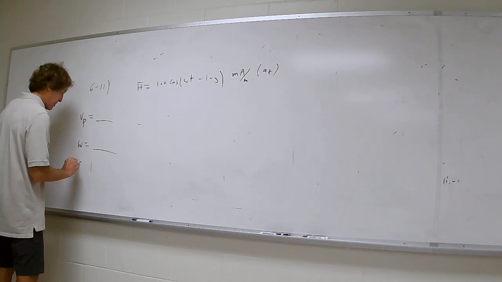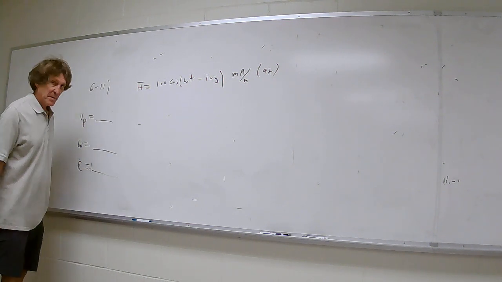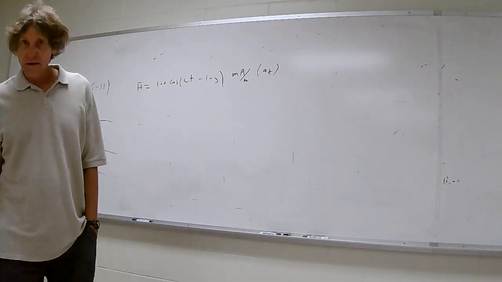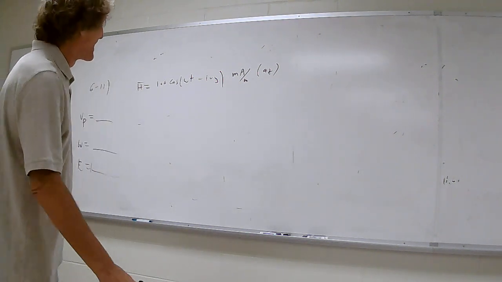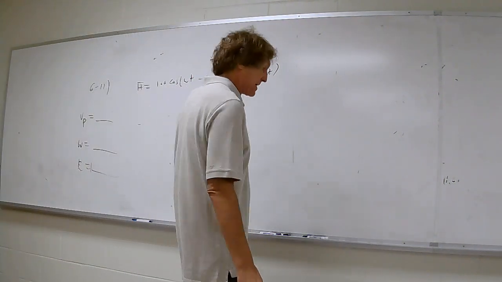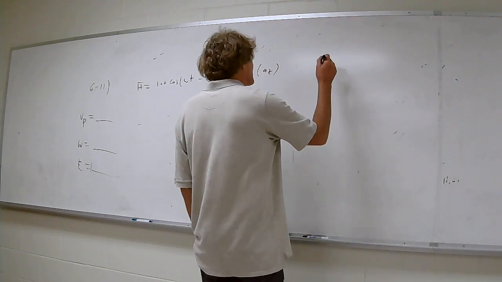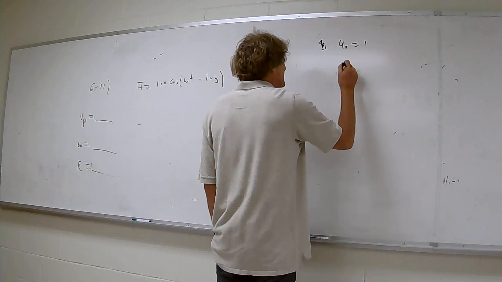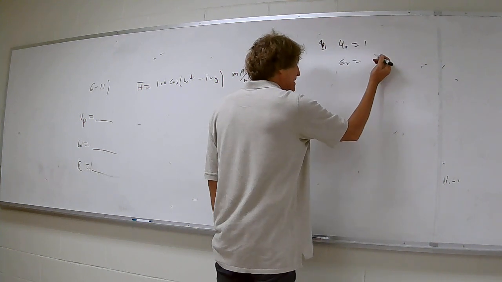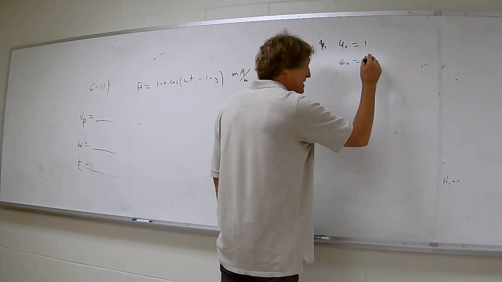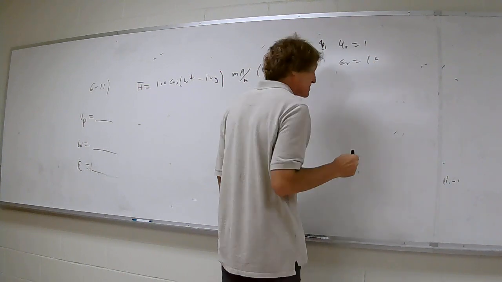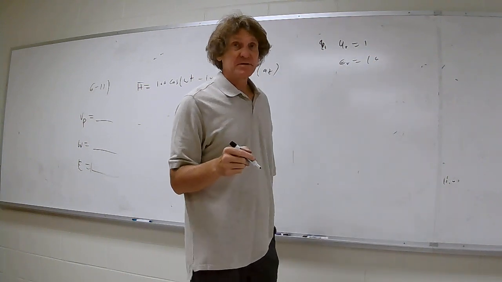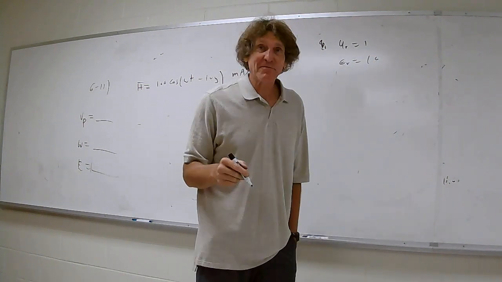No problem. Is this in free space? Lossless, non-magnetic. Oh, he also gives epsilon relative. True, so it's non-magnetic, mu relative is 1. He gives you epsilon relative is what? 16. He's giving you everything he's asking for.